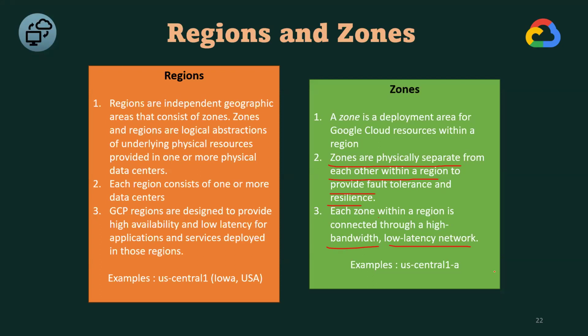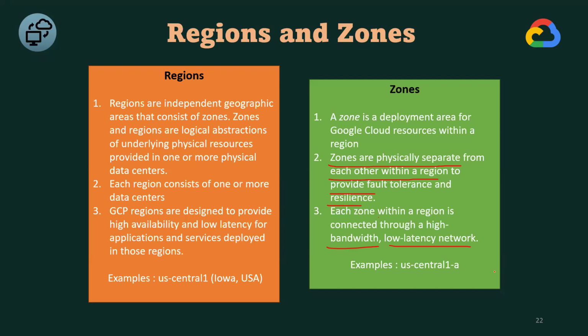It's a deployment area where the users are going to deploy the resources on top of the zone's data centers only. Zones are physically separate from each other and connected via high bandwidth network. Mainly why they have separated and why they are connected is to provide fault tolerance and resilience. Okay, fault tolerance, resilience, and replication, I will tell you in a few minutes. Okay, so this is the definition of a region and zone, guys.